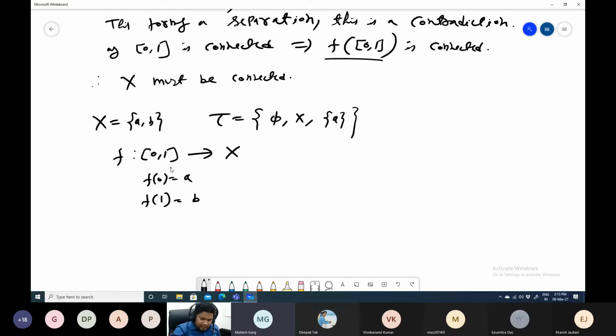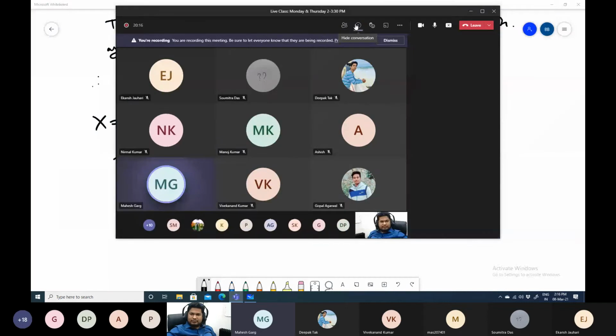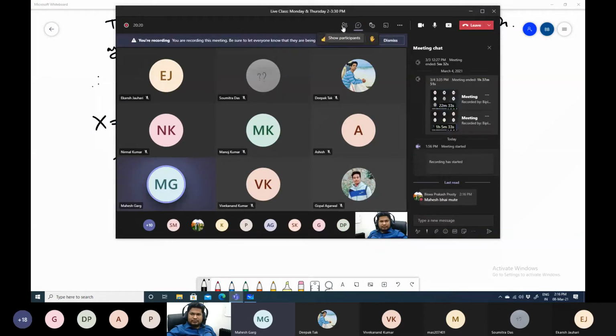Okay, anyway, so this is your example. Now your X is {A, B}. Now for other points, how will you define f on the open interval (0,1)? f(0) equals A, f(1) equals B. So what are the other possibilities? Do you want to define? I didn't think about that, sir. Okay.